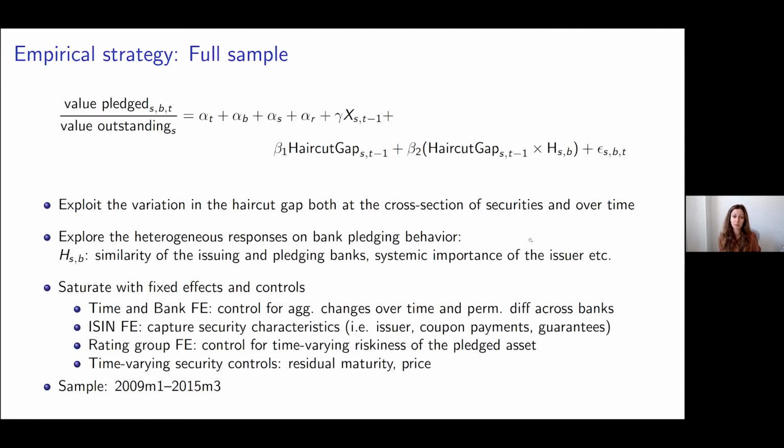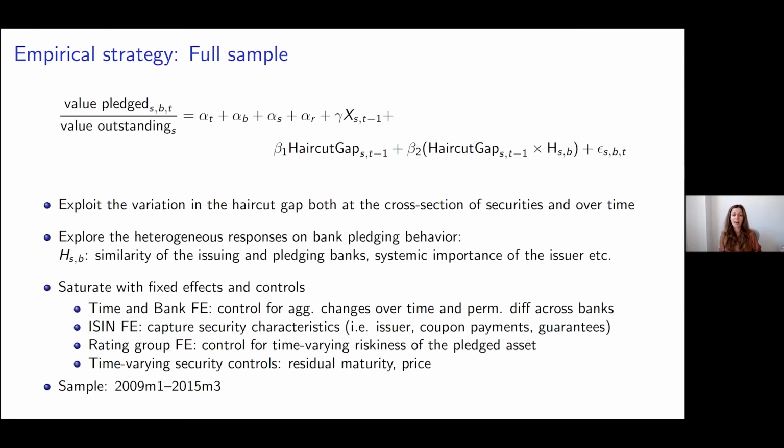So what I'm going to do with the rest of my time is move a little bit more to the formal analysis. And I'm going to start with using the full sample of securities. So let me first talk a little bit about the regression I'll be running. I'm going to be exploiting the variation in the haircut gap, at first, both in the cross-section of securities and also over time. So that's going to be the haircut gap right here. And I'm going to be interested in how the size of the haircut gap affects the pledging behavior of the ISIN level security S by bank B in time T. And I'm going to rescale it to the total value outstanding of the security just to make things easier to understand.